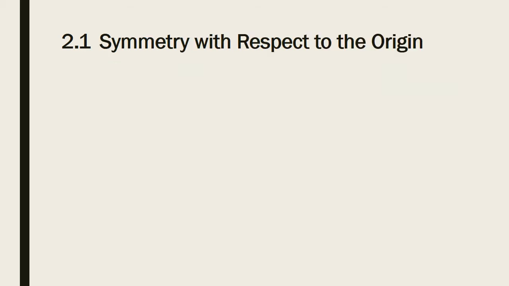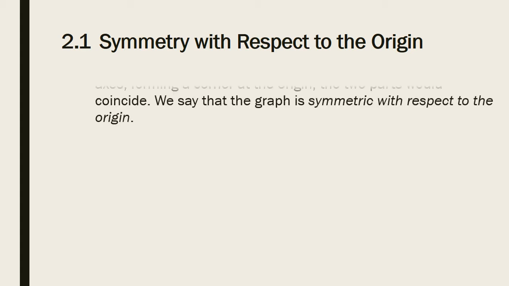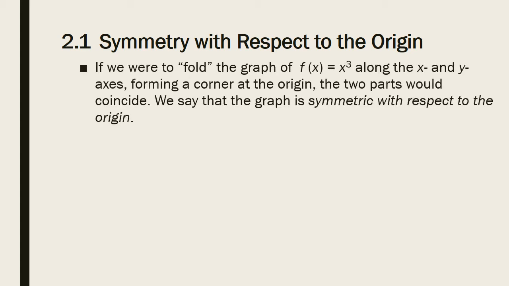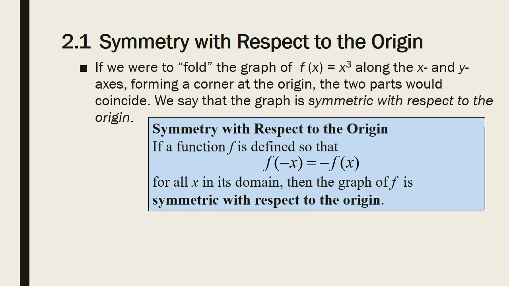Symmetry with respect to the origin. This is a different kind of symmetry that we have with the cubing function. It says if we were to fold the graph of f of x equals x cubed along the x and y axes, forming a corner at the origin, so you're basically folding it in fourths, the two parts would coincide. We say the graph is symmetric with respect to the origin. One test I've always used is if you can take the graph and turn it upside down and it looks exactly the same, then it is symmetric with respect to the origin.